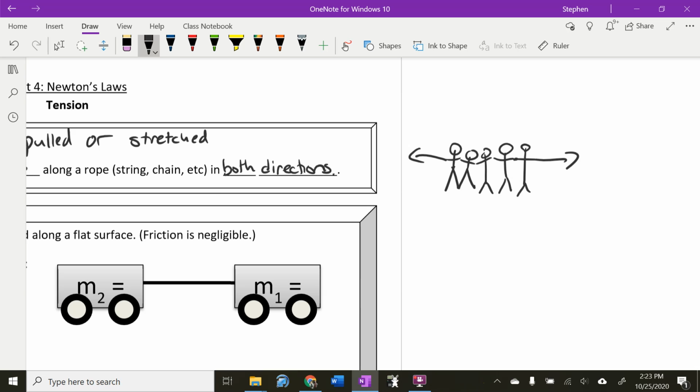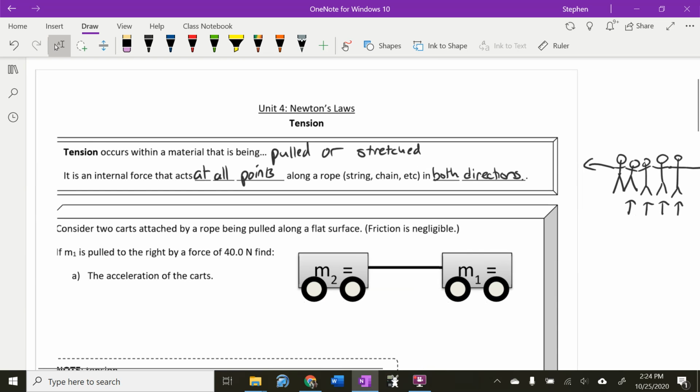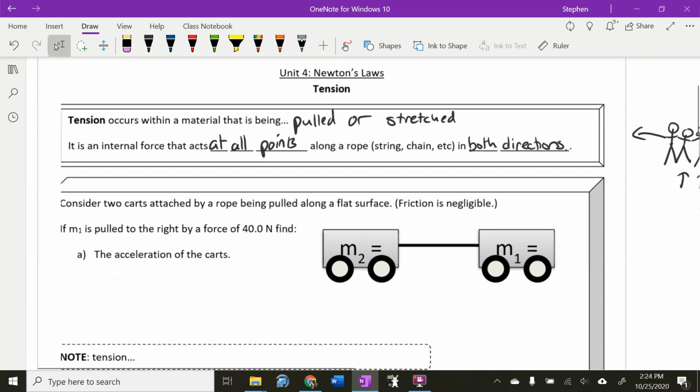No. Every single person in that chain is going to feel tension, and every single person in that chain is going to simultaneously feel themselves being pulled in both directions. So it doesn't matter if you're talking about this person or this person or this person, they're feeling tension acting in both directions, and they're feeling it at all points along the rope there. So that's one way of thinking about why it's acting at all points and why it's acting in both directions.